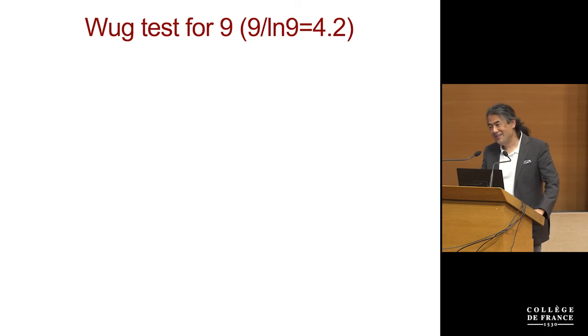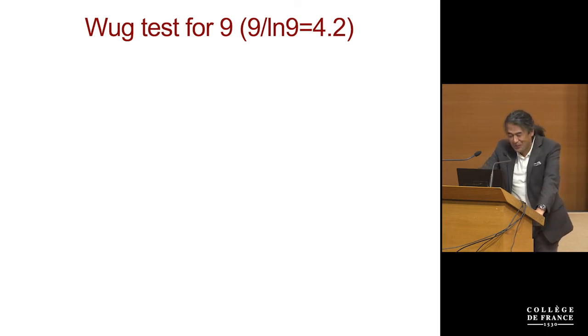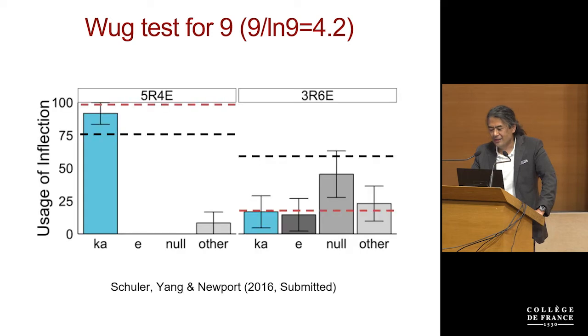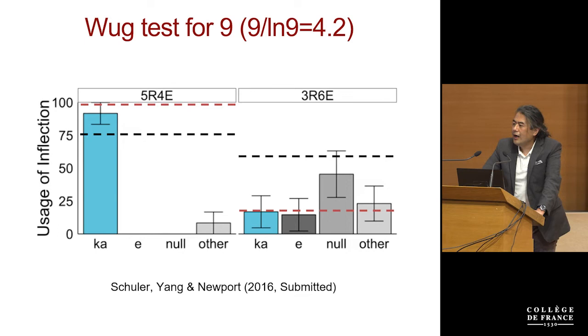So as I said, I need to convince a few people. And so this is the work of Katie Schuler, a current colleague, when she was a graduate student with Elissa Newport at Georgetown. So here is what they really did. They taught children an artificial language with 9 nouns. In one condition, 5 of the nouns share an ending. The other 4 are idiosyncratic. In the other condition, 3 words share an ending. The other 6 are idiosyncratic.